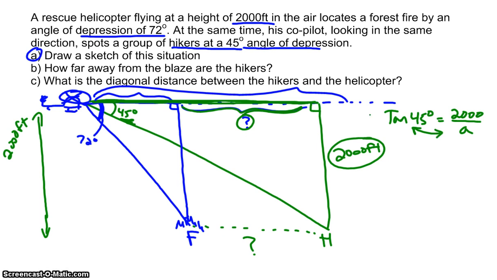I'm going to multiply each side by a, so I have an a on this side, and I'm going to divide each side by tangent of 45 degrees. And so now what I need to do is work this problem by typing in 2,000 and dividing it by tangent of 45 degrees. So please make sure your calculator's mode is set for degrees. And when I do that, oddly enough, I find out that I end up with exactly 2,000 feet.